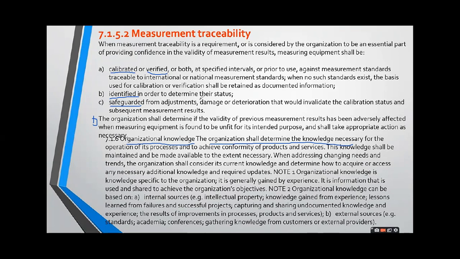The third part is addressing changing needs. As needs and trends evolve, the organization must reevaluate its knowledge base, determining whether the existing knowledge is sufficient or if additional knowledge is needed. You also have to identify ways to acquire or access the additional knowledge, such as training, new technology, or partnerships.